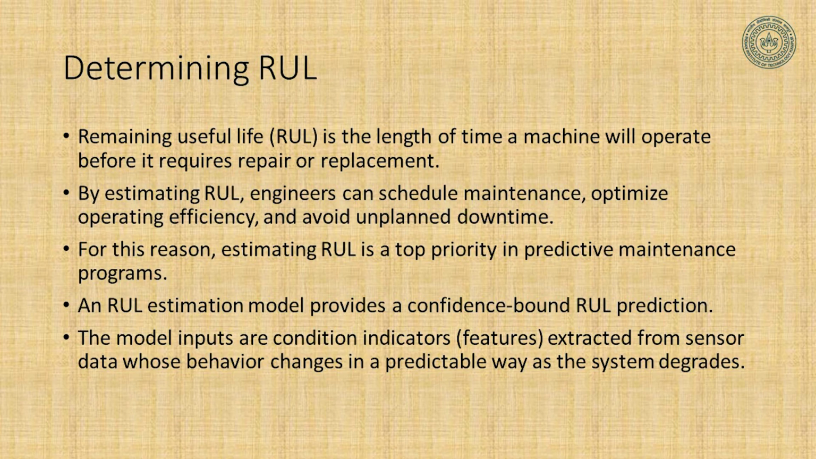So, therefore, estimating RUL is a top priority in predictive maintenance programs, and the RUL estimation model provides you a confidence bound RUL prediction. What does it mean? It will give you some bounds on remaining useful life, let us say 1000 cycles plus 20 or minus 30. It will give you a prediction with some confidence bounds.